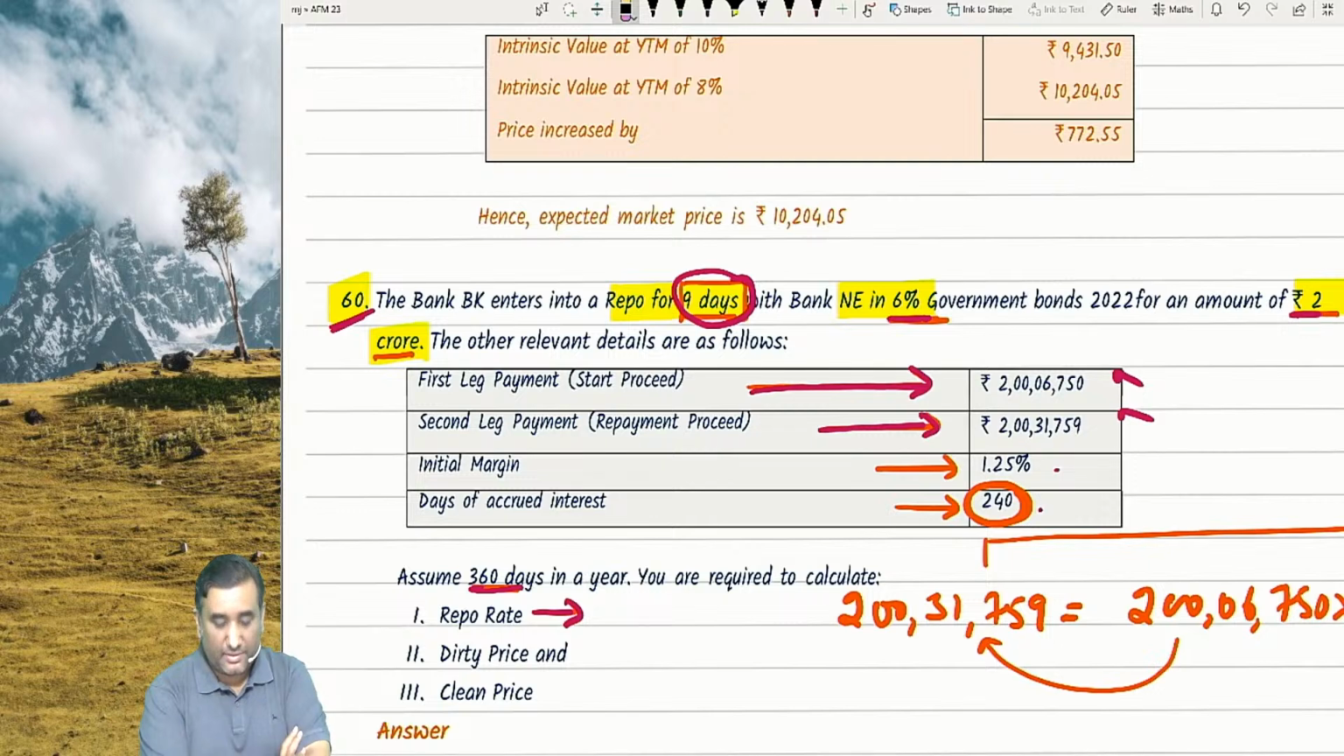Just calculate. Since you have the formula with you in question number 66, you can apply that formula. Second leg is equal to first leg into something into something. Second leg is whatever the initial proceeds into 1 plus r by 100 into number of days, I think 9 days. If you calculate the first part, let me know the answer.